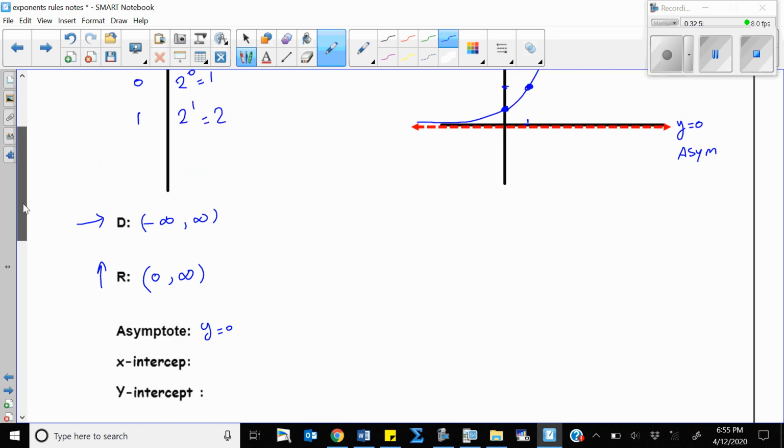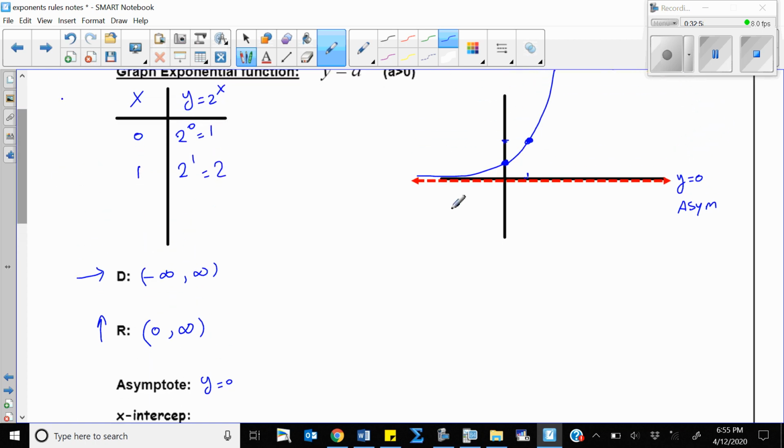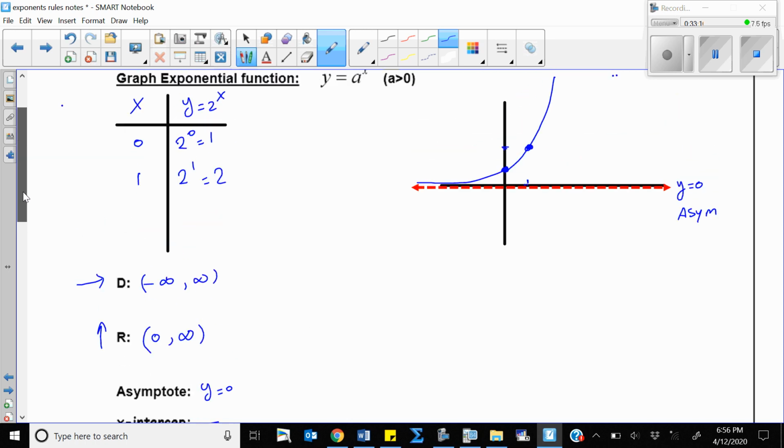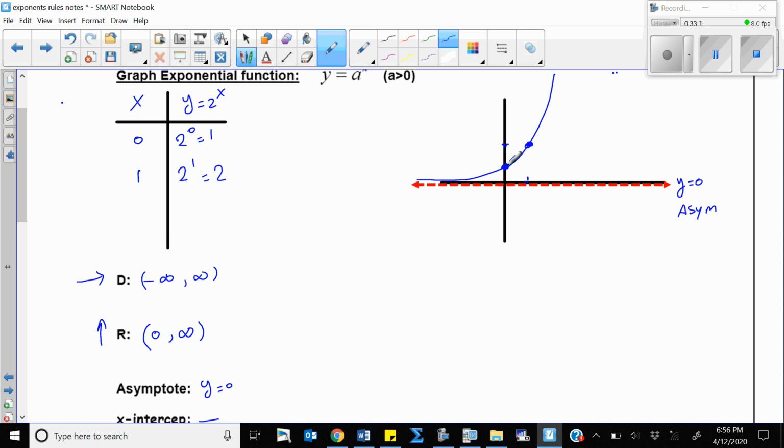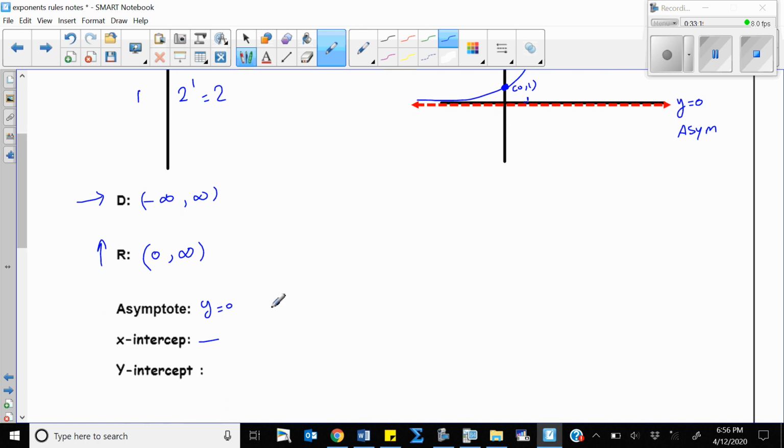Do we have any x-intercept here? No. The x-intercept is where the graph meets the x-axis, and there's nowhere here that the graph meets the x-axis. So we don't have any x-intercept. But do we have any y-intercept? Yes. The graph is meeting the y-axis at this point, which is (0, 1). This is the y-intercept.